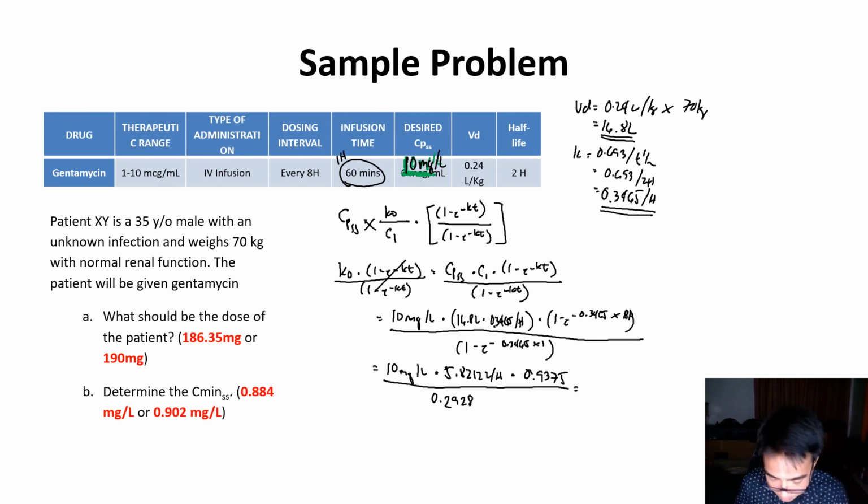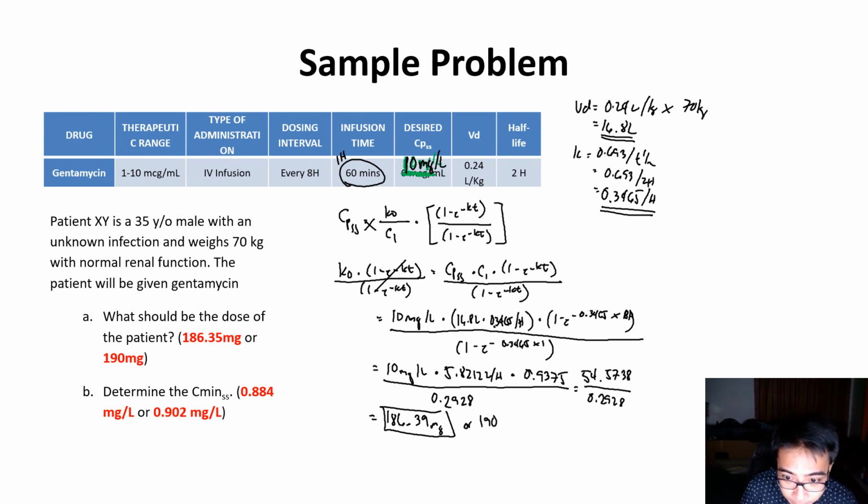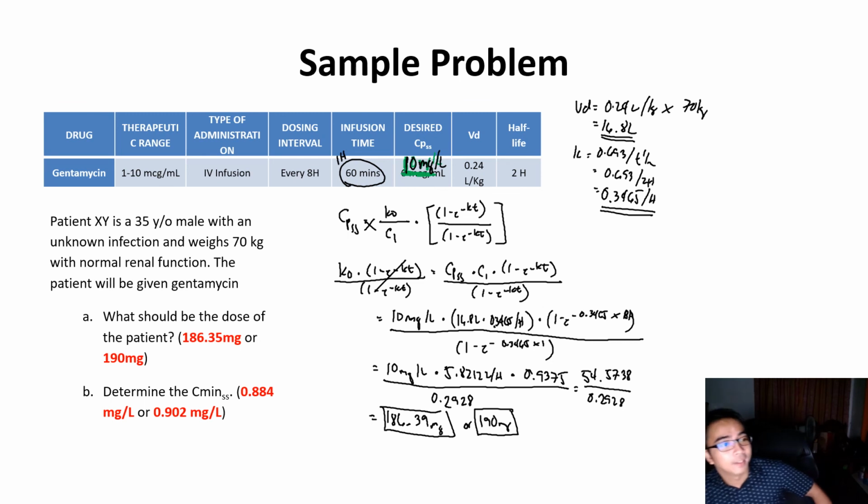The denominator is 0.2928. Okay, so 10 times 5.8212 times 0.9375, you get 54.5738, divided by 0.2928, and what comes out is 186.39 milligrams. Or you can round it off, depending on you, to 190 milligrams. So this is the dose that I'll be using, folks.